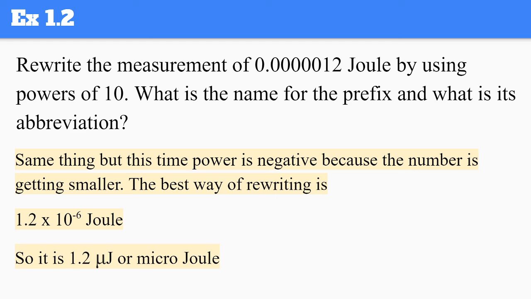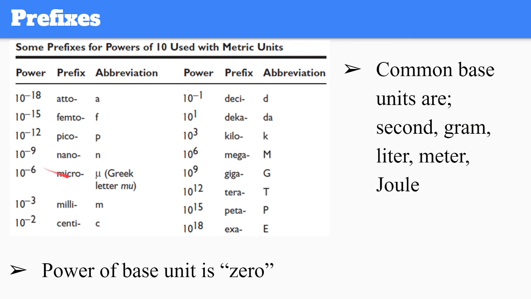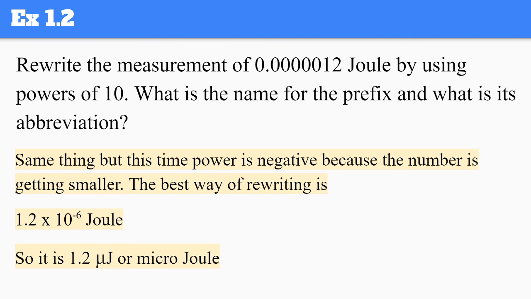All right, the next one is going to be negative powers, because this time we are not going in a positive direction, but making it smaller and smaller. So now we need to count how many zeros we have: 1, 2, 3, 4, 5. But we don't have a special name for 5, so we go one more, to 6, and we have a special letter for 6. So we are going with 1.2 times 10 to the power of 6, but since it's getting smaller, it's negative 6. So it's 1.2 times 10 to the power of negative 6 joules. The name for negative 6 is micro, so the answer is 1.2 microjoules, or mu joules.